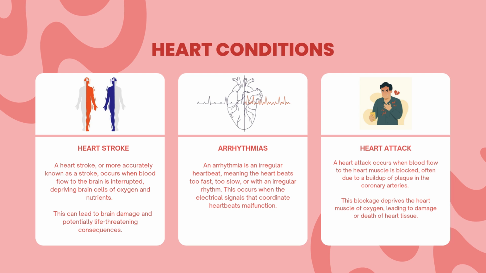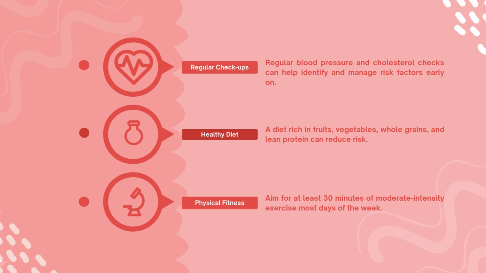Fortunately, we have some steps for us to prevent this from happening or from worsening. First is to have regular checkups. Regular blood pressure and cholesterol checks can help identify and manage risk factors early on. Second is to have a healthy diet. A diet rich in fruits, vegetables, whole grains, and lean protein can reduce risk. Lastly, physical fitness. Aim for at least 30 minutes of moderate intensity exercise most days of the week.